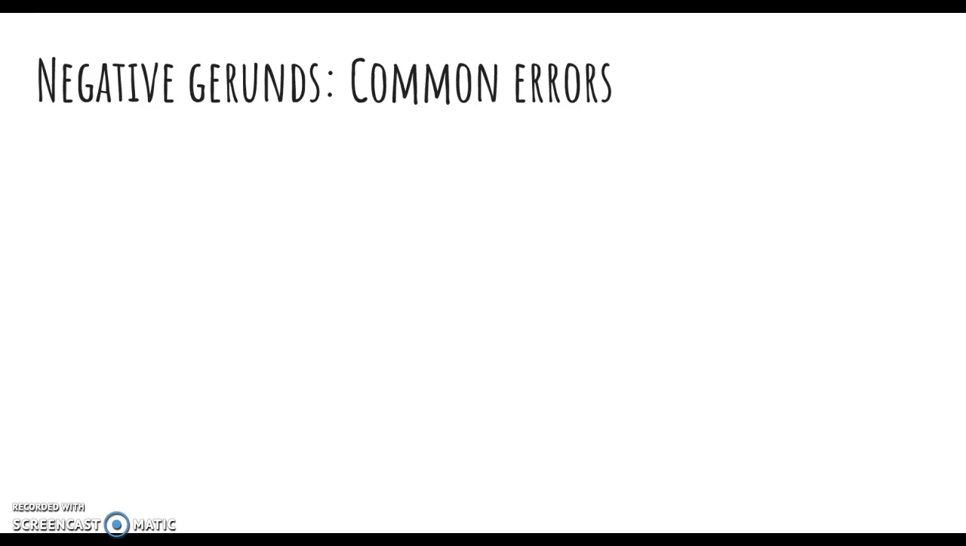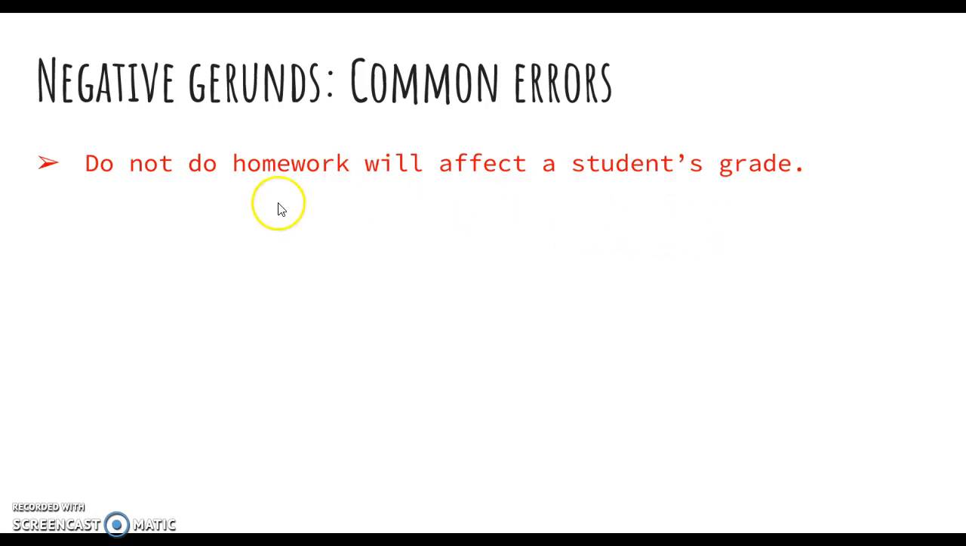Some common errors come up often with negative gerunds. Let's take a look at some of them. If we look at this sentence, "Do not do homework will affect the student's grade." First of all, we have a base stem of the verb in the subject position. We can't do that. We need to have a gerund form.